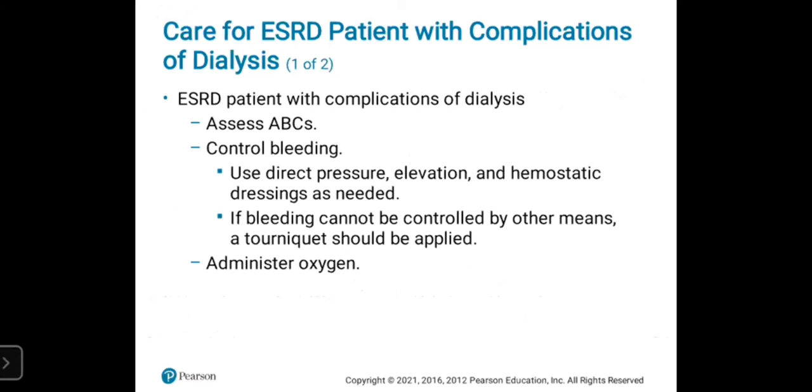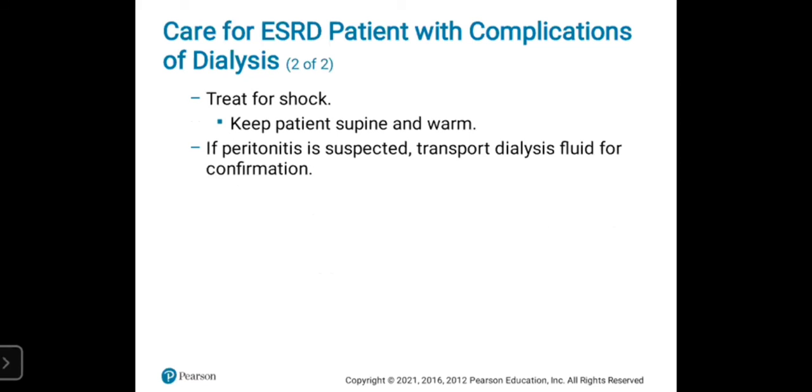Care for these patients: you're assessing your ABCs, controlling bleeding using direct pressure, elevation, and hemostatic dressings as needed. If bleeding cannot be controlled by other means, a tourniquet should be applied. Administer oxygen. Treat for shock, keeping patients supine and warm. If peritonitis is suspected, transport dialysis fluid for confirmation.